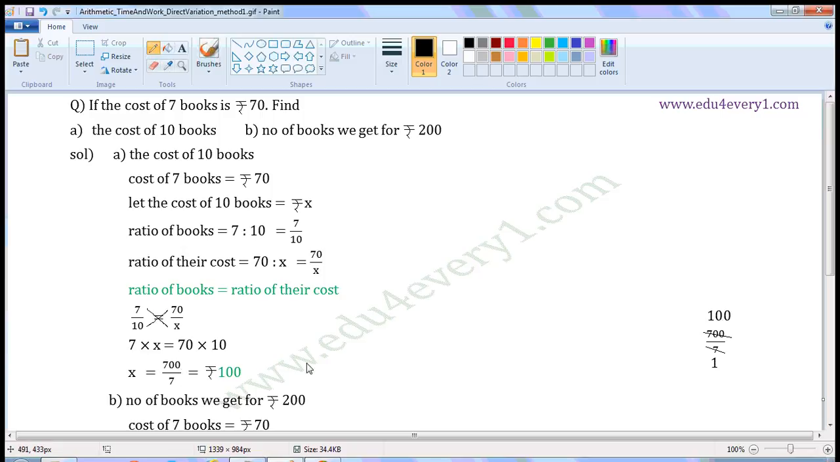Let us simplify this in the rough work. Common factor of 700 and 7 is 7. Divide both of them with common factor. When we divide 700 with 7, we get 100. When we divide 7 with 7, we get 1. The values left are 100 by 1, which is equal to 100. So X is equal to rupees 100. Cost of 10 books is equal to rupees 100.